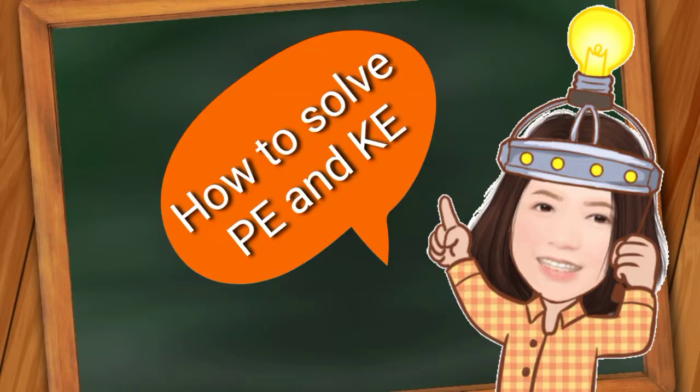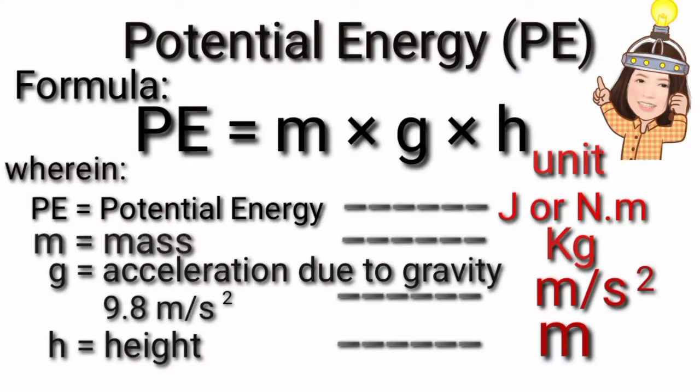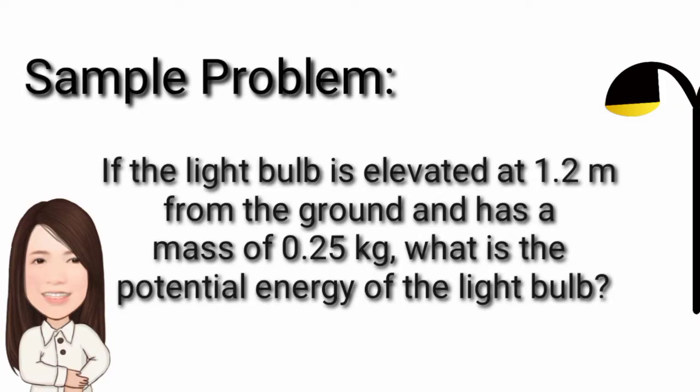Now, let's proceed on how to solve potential and kinetic energy problems. Potential energy or PE. We use the formula PE equals M times G times H, wherein PE, potential energy, unit J or Nm; M, mass, unit kilogram; G, acceleration due to gravity, 9.8 meters per second squared; H, height, unit m. Let's try this sample problem.